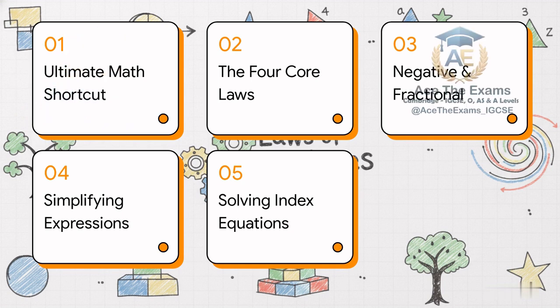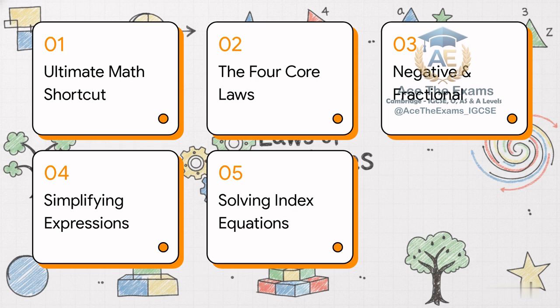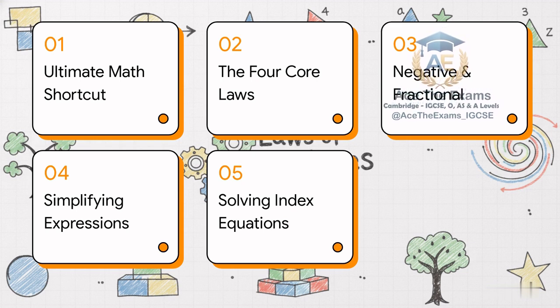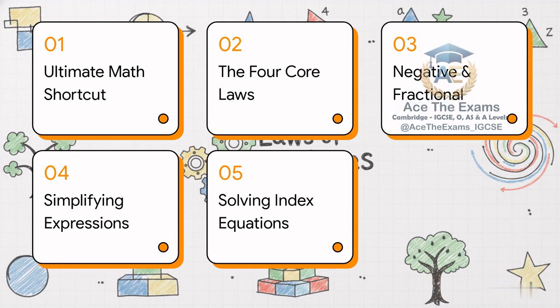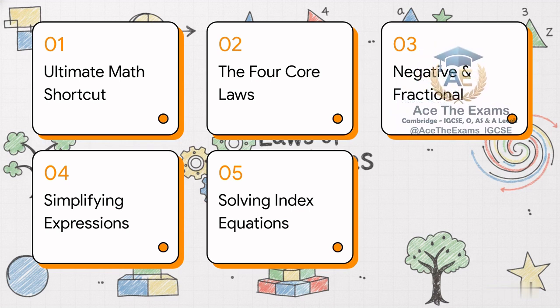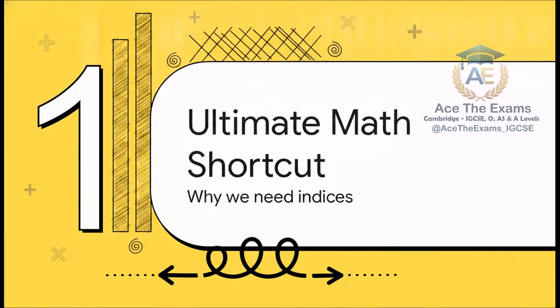First up, we'll look at the ultimate math shortcut. Second, we'll break down the 4 core laws. Third, we tackle the rule benders, negative and fractional powers. Fourth, we'll put it all together by simplifying complex expressions. And finally, we will master solving index equations. Section 1. The ultimate math shortcut.